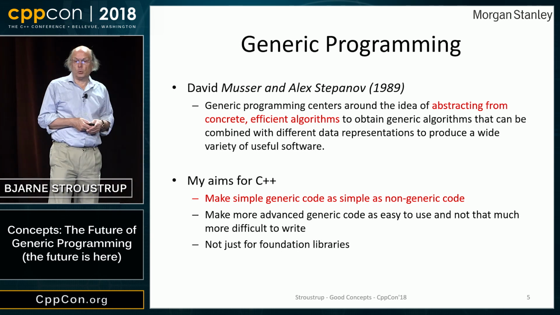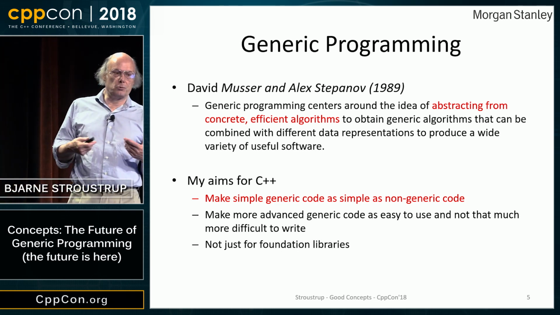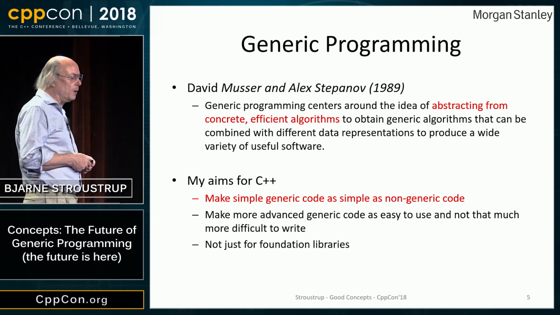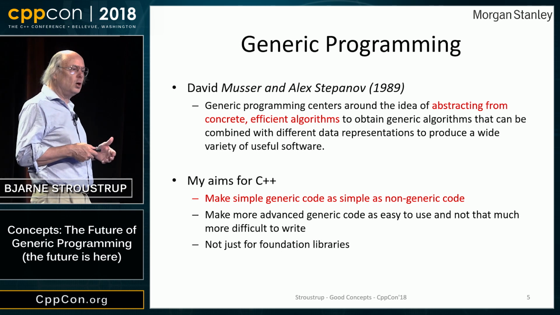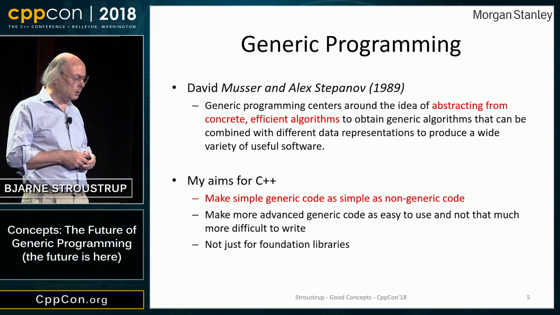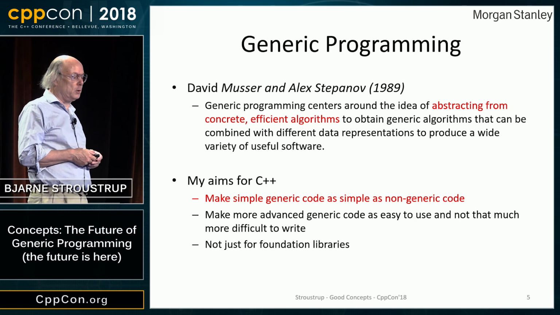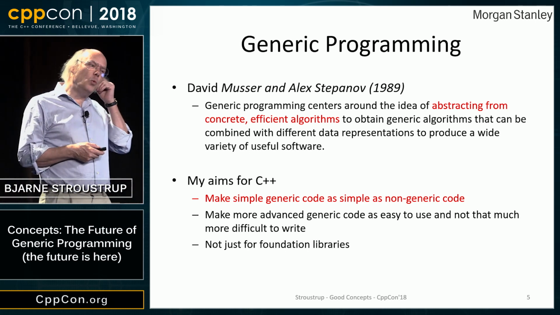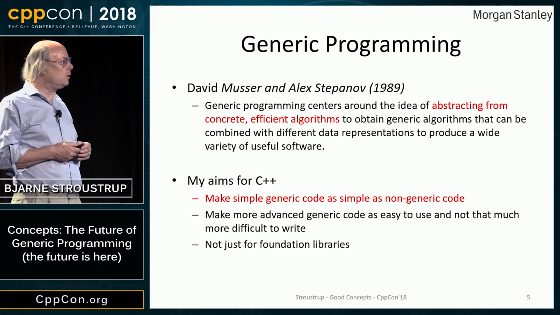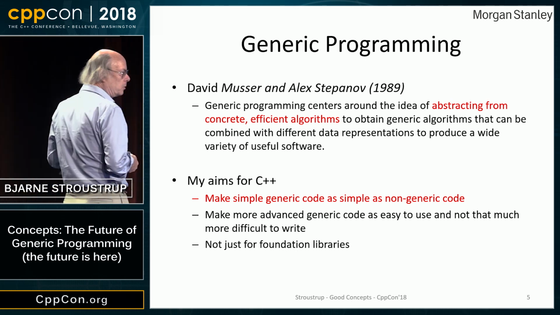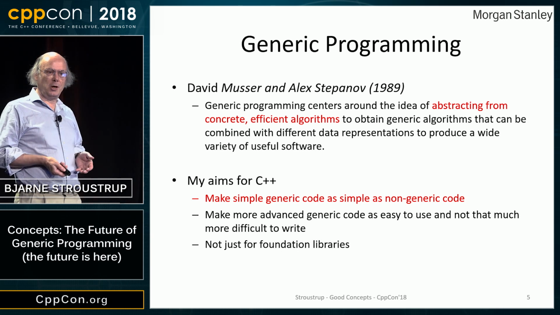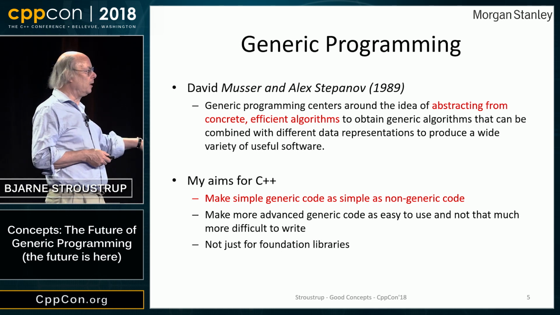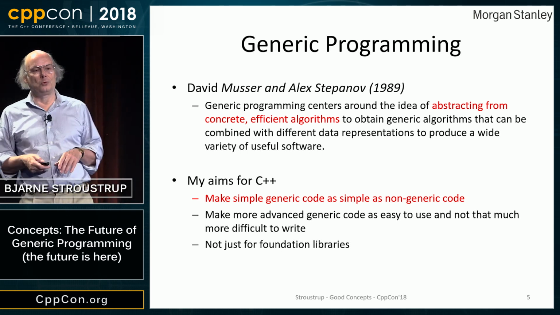Obviously, when you have generic code, not all code can be as simple as if you're just writing code based on knowing that everything is a double, say. So more advanced generic code should be not unnecessarily complicated, but it can't quite be as simple as non-generic code. And one thing I would like to emphasize, and I feel I probably won't be able to do it as much as I would like to, is it's not just for foundation libraries. There's a lot of application code that is generic, and you shouldn't just think about it as something over in the standard library that you don't really need to think about.